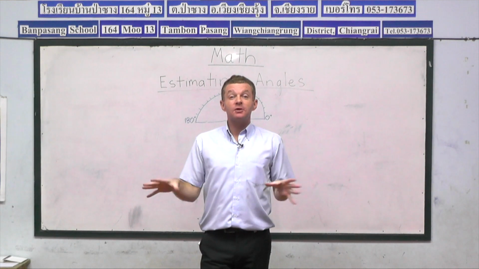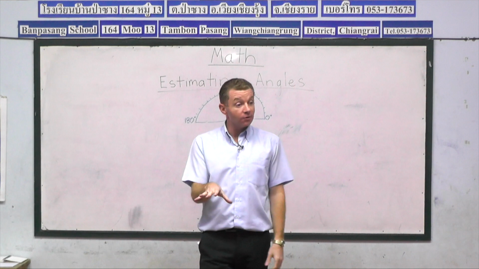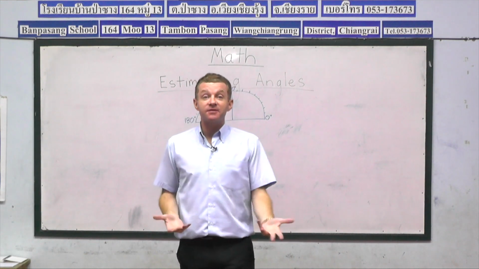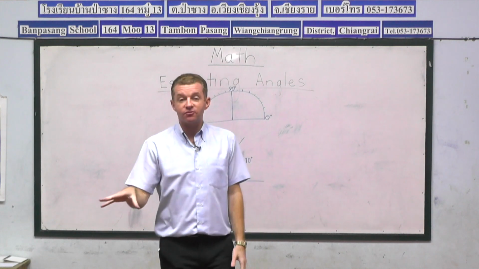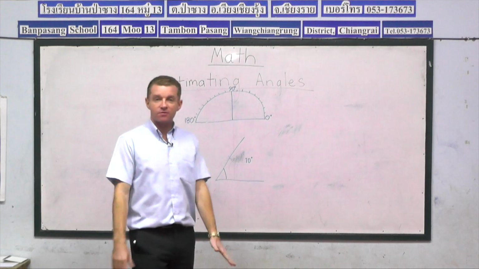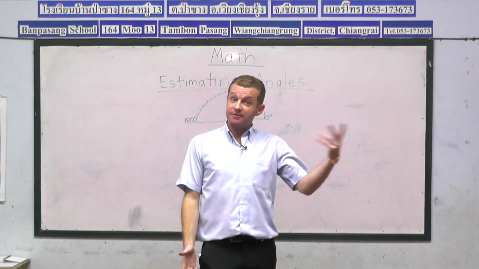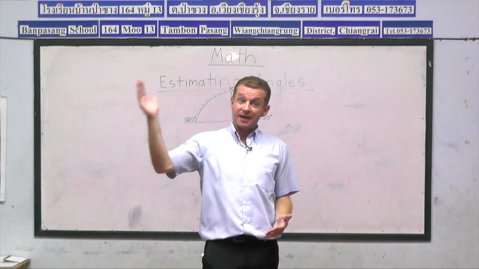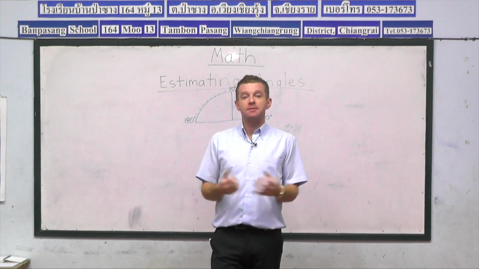So teachers, you can see the activity that we're doing in our classroom now. You can pause the video and do the same activity with your own students. Remember to choose a different student each time to come and estimate the size of a different angle. Then you can ask the other students if they agree or think it should be bigger or smaller. It's a good way to get them practicing how to estimate.